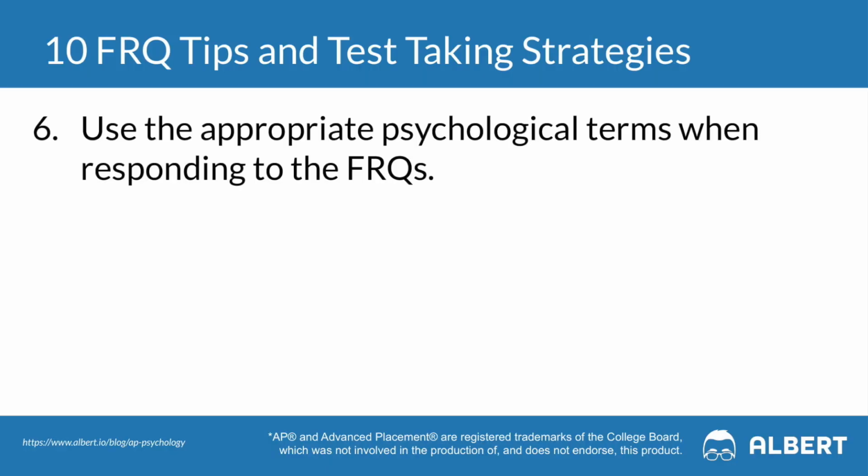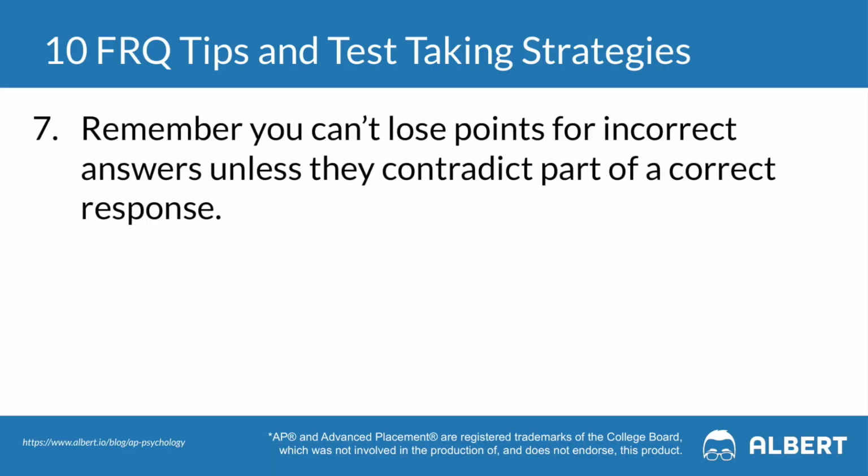Our next tip, number 6, is to use the appropriate psychological terms when you're responding to the FRQs. This is especially applicable when it comes to using proper names of theories or theorists that you're going to bring into your responses. Tip number 7 is to remember that you can't lose points for something that is incorrect unless what you got incorrect contradicts part of a correct response.